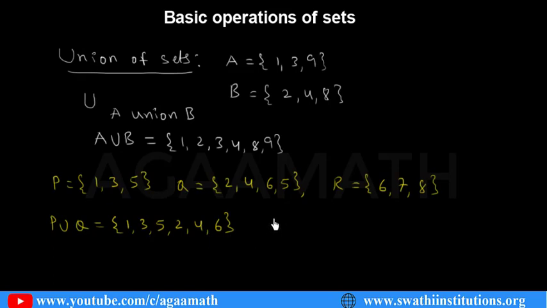If they ask you to write P union R, the elements of P and R are to be taken into one set: 1, 3, 5, 6, 7, 8. So this is P union R. Clear?